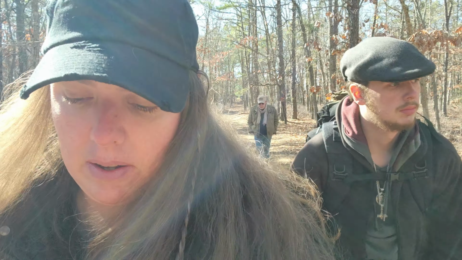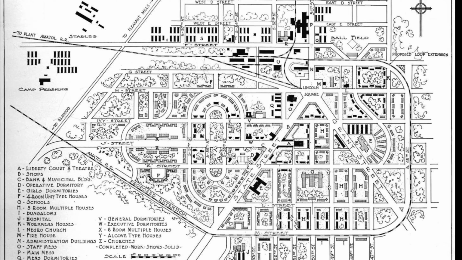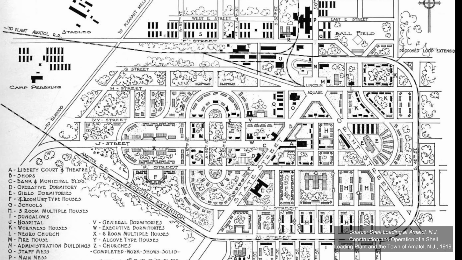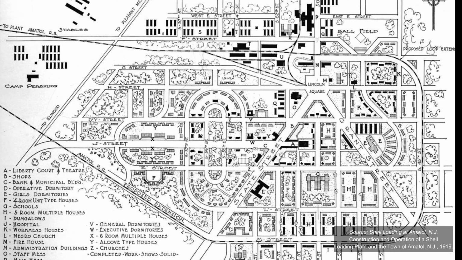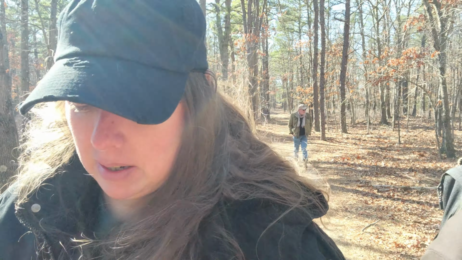We are back where Amatol Village used to be. There were a lot of buildings in this area, and what we're walking on now was a road that traveled through the village. What's different about this Explorer is not only do we have a map of the old village, but we have a LIDAR.